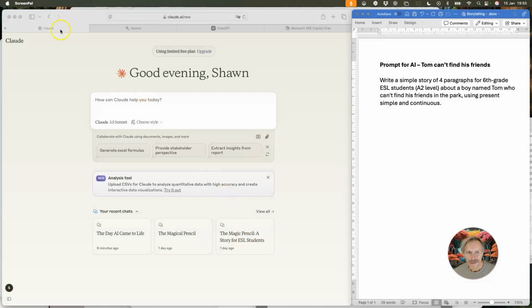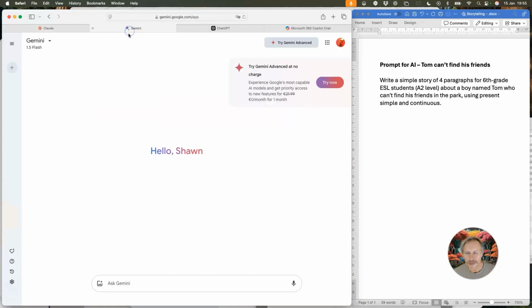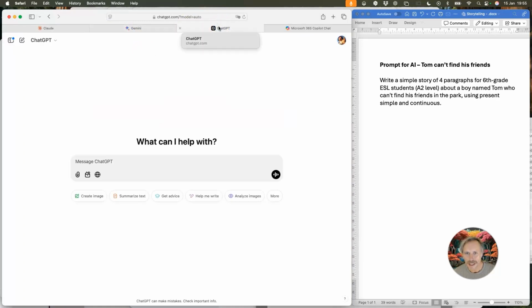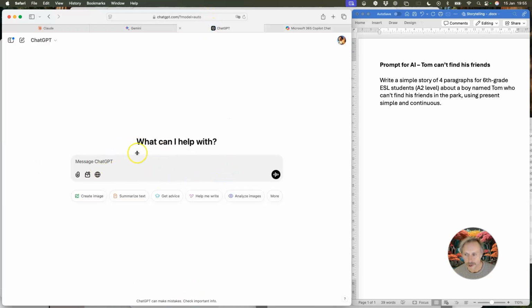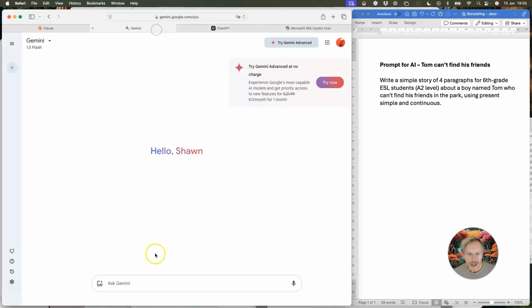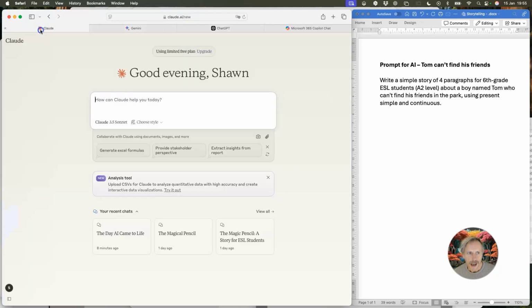So I have open here 4 different platforms for AI. I've got Claude, Gemini, ChatGPT, and Microsoft Copilot. All of them work about the same. Each has a place where you need to put what you want it to do. That's called a prompt. Let's start off with using Claude. I've chosen Claude today because it protects your privacy better, and it won't share your ideas so much outside of the platform.